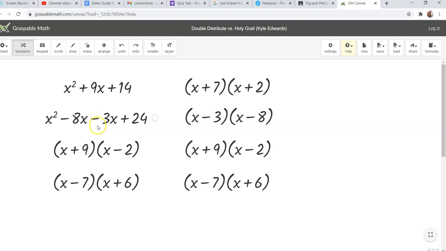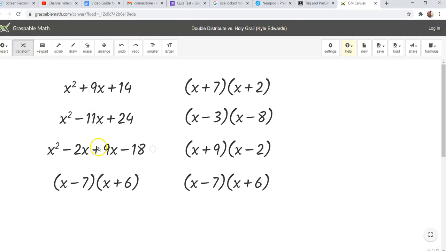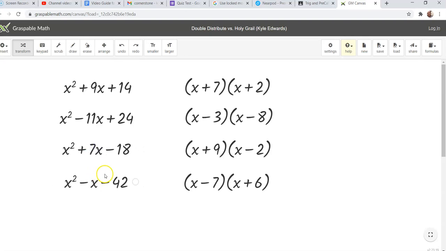Okay, I'm going to FOIL, combine like terms. FOIL, combine like terms. FOIL, combine like terms. So now we see these are exactly the same. The left side and the right side are exactly the same, but one of them is written in standard form and one of them is written in intercept form.